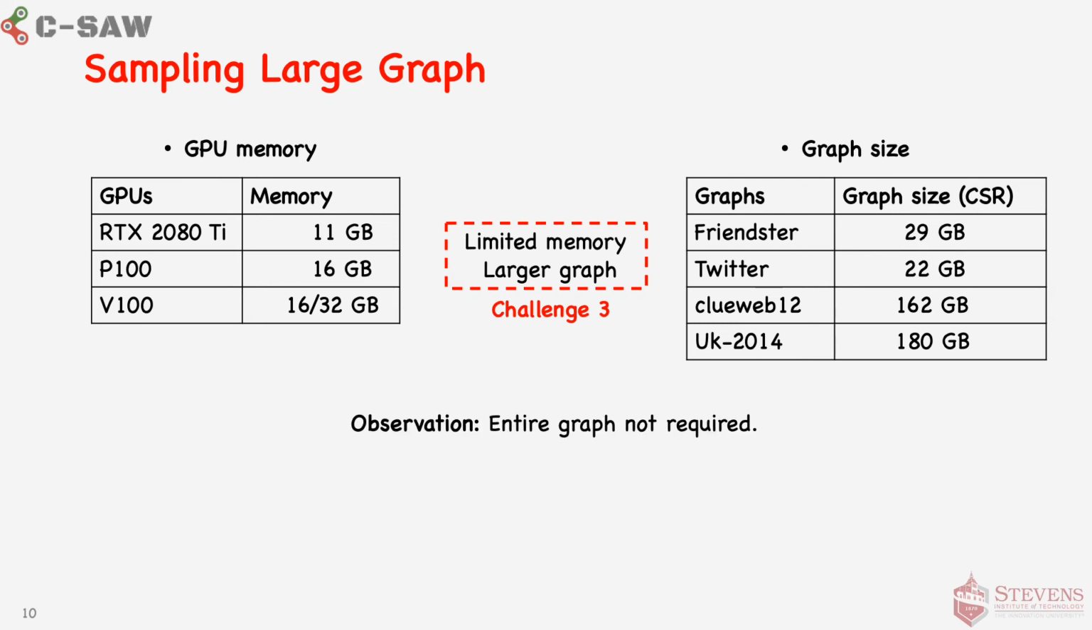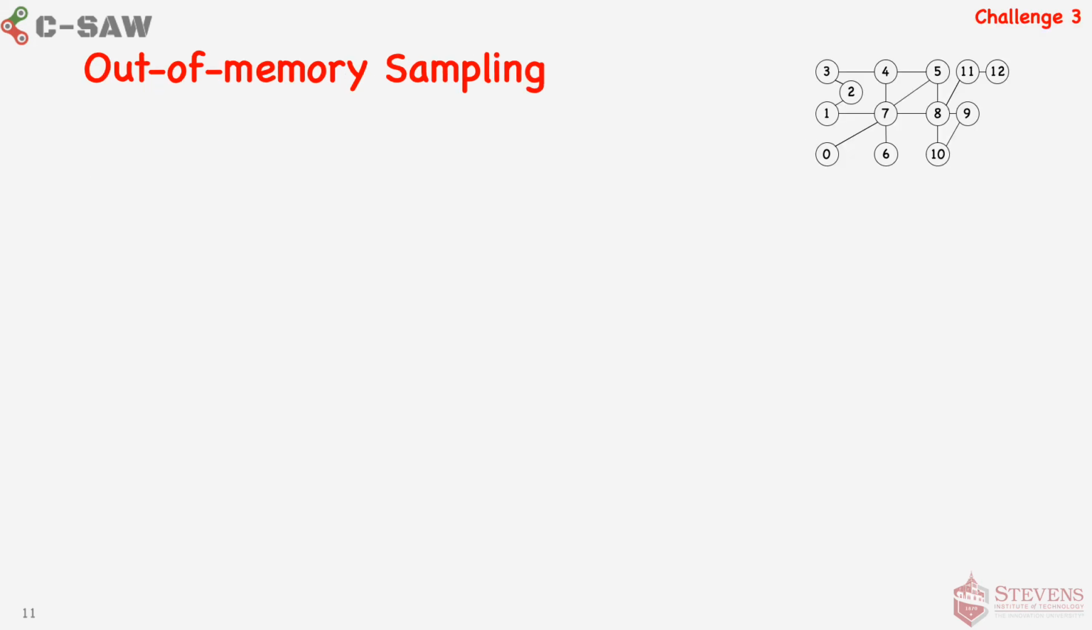For sampling and random walk, we observe that the entire graph is not required to be stored in the GPU memory. We only need the active frontier and their immediate neighbors for each step of sampling. This motivates our solution: out of memory sampling with 1D partition. Let's see an example of out of memory sampling with Seesaw.